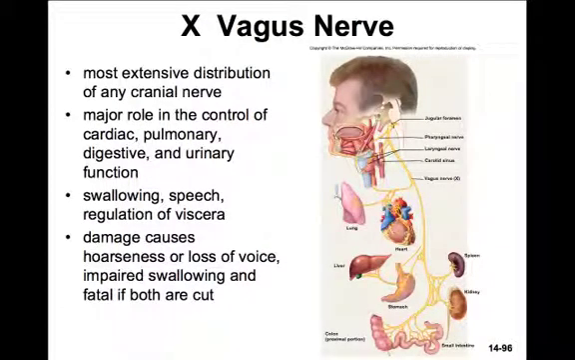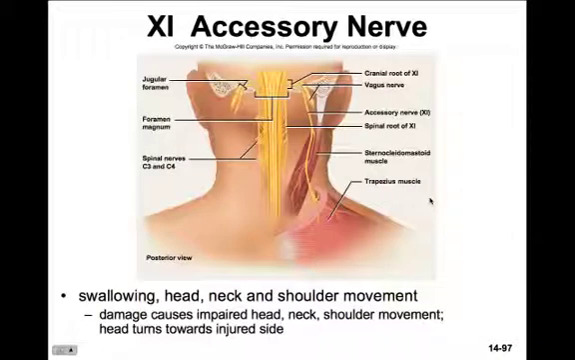10 is the vagus nerve. Now, it innervates a lot, hence the name. Oh, no, that's not really it. It has a major role in the control of cardiac, pulmonary, digestive, and urinary function. We'll see a lot about the vagus nerve next semester. Damage to it can cause hoarseness, loss of voice, impaired swallowing, and it could be fatal if it's cut because look at all the organs that it innervates.